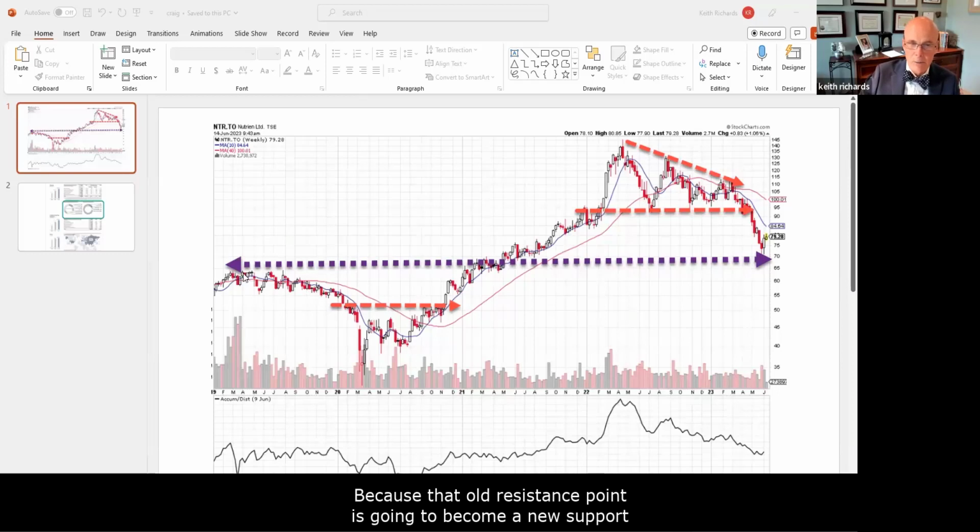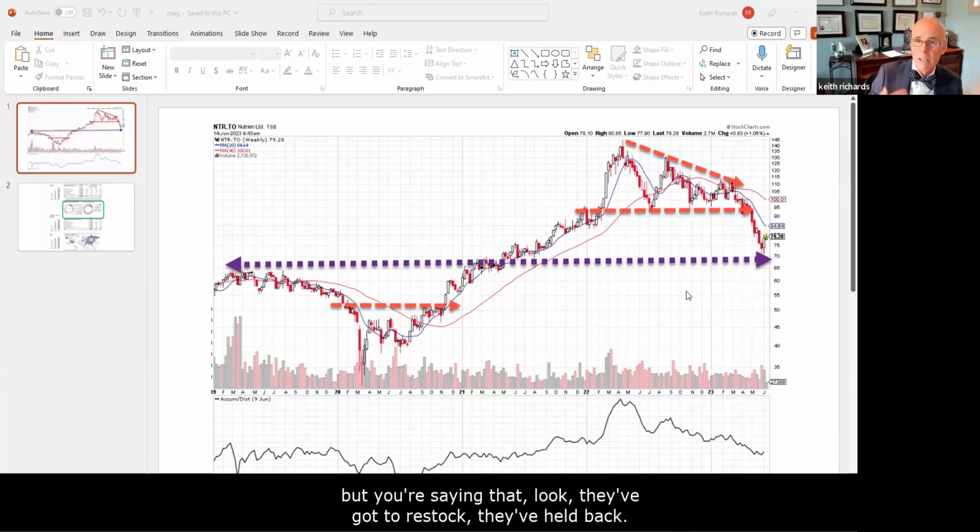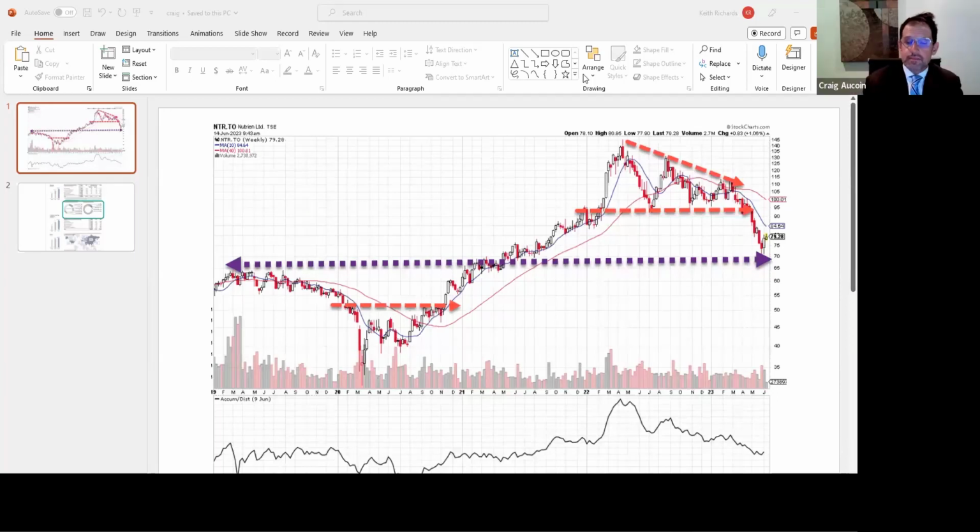Why? Because that old resistance point is going to become a new support point, and sure enough, it is. And this is what you were saying, Craig, that there is a catalyst that could bring it back up to at least the old support level, which was around maybe $100. Is there a catalyst to bring it back up here again? That's to be seen. But you're saying that, look, they've got to restock. They've held back. So you see how the two are moving together. We saw a support level, and that doesn't mean anything unless there's a reason for it to bounce off of that. But Craig's got a reason. So hopefully that's a great summary.